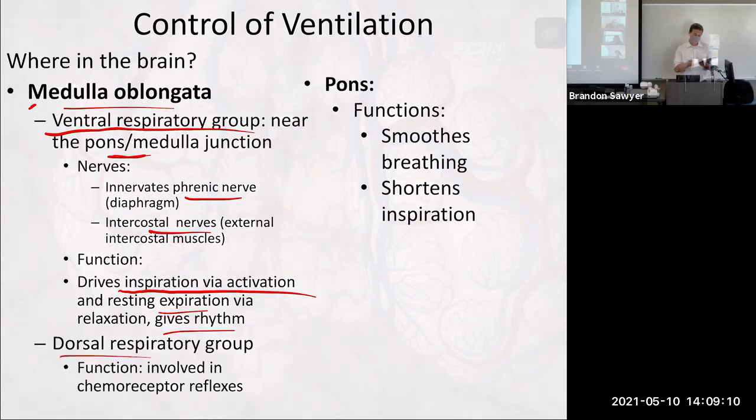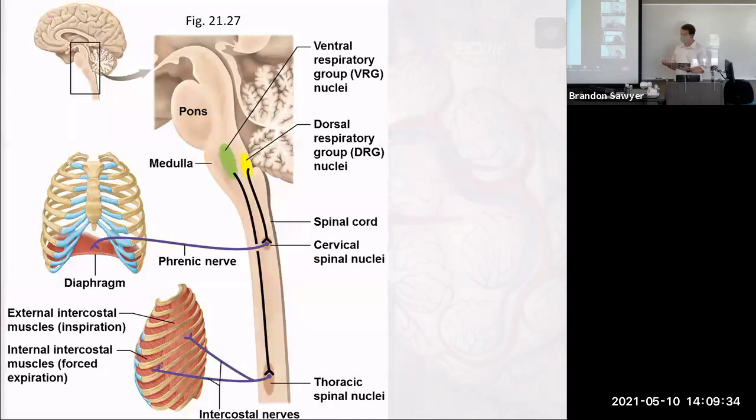Okay, and then we have the dorsal respiratory group, also in the medulla oblongata, important for the chemoreceptor reflexes that cause us to breathe more. So when we have more CO2 in our blood, that causes us to breathe more, and that's controlled by this part of the brain. And then the pons is involved by smoothing out our breathing for us. Okay, and so you can see those regions here. The ventral respiratory group and dorsal respiratory group are all part of the medulla. And you can see how they come down and interact with the phrenic nerve for the diaphragm, and then for those external intercostal muscles.